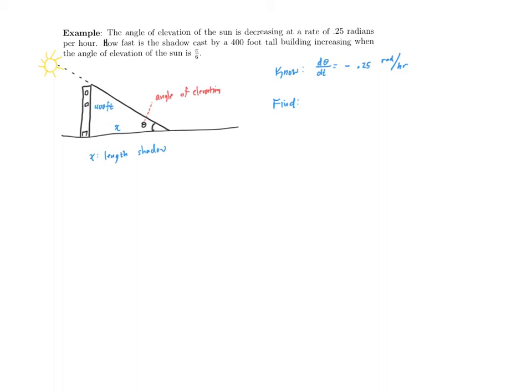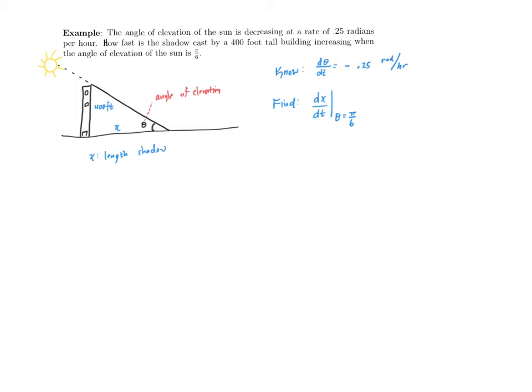What we want to find is how fast is the shadow increasing when theta is pi over 6. So we want to find what is dx dt precisely when theta is equal to pi over 6. And this is a very typical position to be in. We've drawn a picture. We've introduced notation or variables for all of these quantities that are changing with respect to time. We've indicated precisely the rate of change that we know and the rate of change that we hope to find.